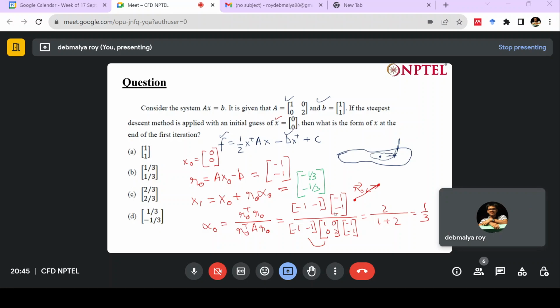Sir, alpha naught is coming out to be 2 by 3 now. Oh, it is coming out to be 2 by 3. Yes, yes, 2 by 3. Oh, that is correct. This is true here. Okay, so this is 2 by 3. Then also there is some mistake in sign, I guess. Somewhere I have done some mistake in sign.